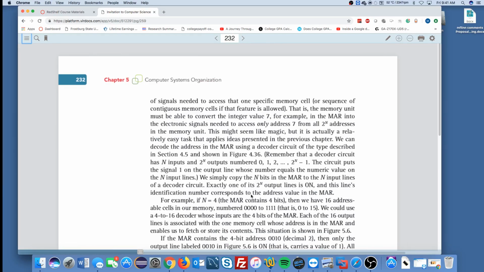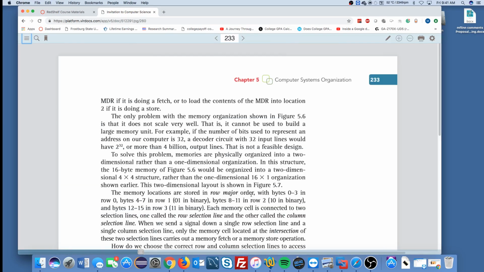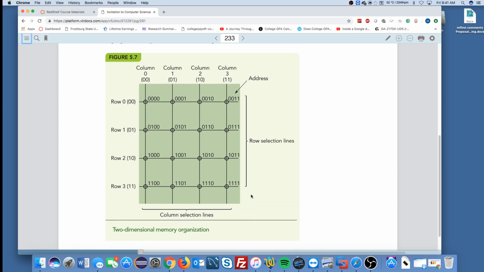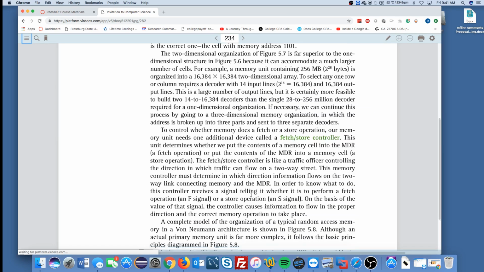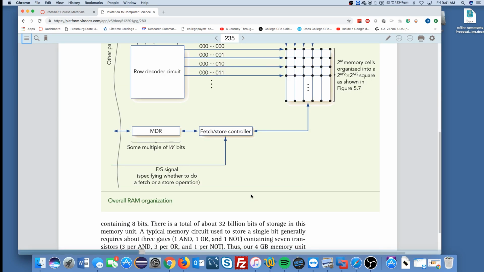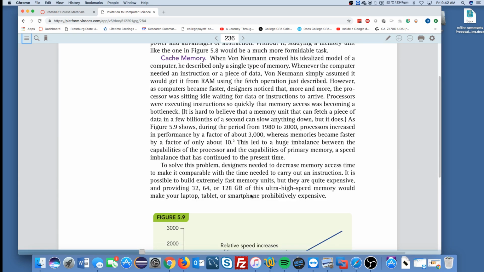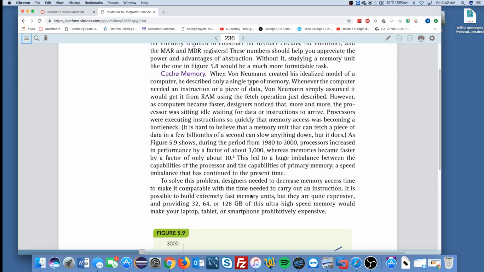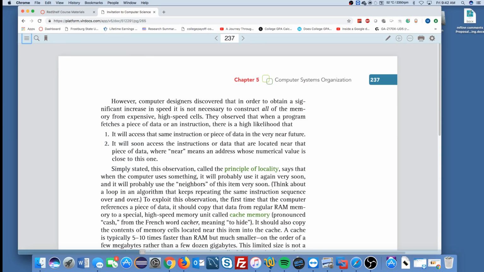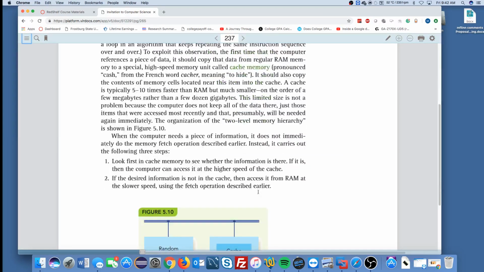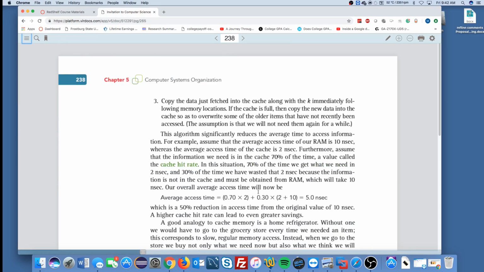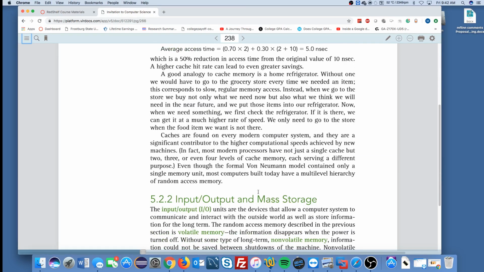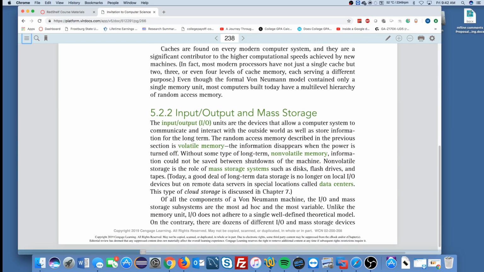There it talks about the MAR and the MDR, drilling down even further into memory cells. I know I'm kind of moving fast through this. We talked about cache. We talked about how that's ultra high speed memory. It tries to do forecasting. There are algorithms that try to do forecasting. And it's short-term memory. We also talked about the principle of locality.